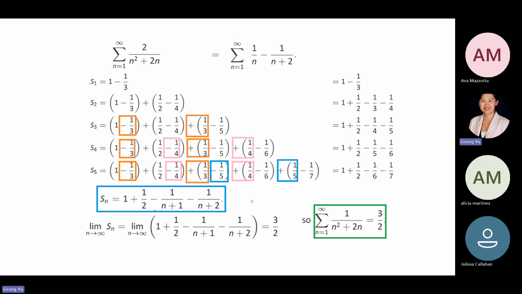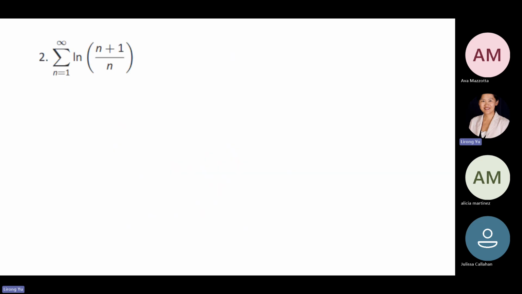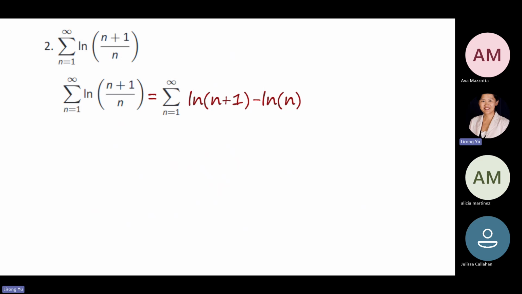So we're gonna move on to the next example. The second example, we have the natural log of n plus 1 over n. Like we said, if you want to consider it a telescoping series, you have to have subtraction. The good thing is, the logarithm of a division is a subtraction. So the number one thing is to understand the calculation.